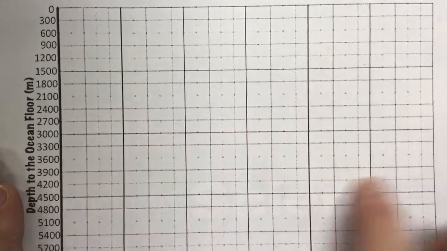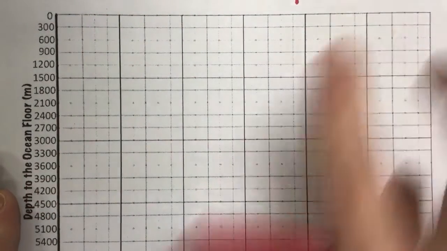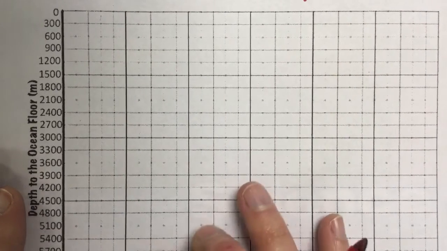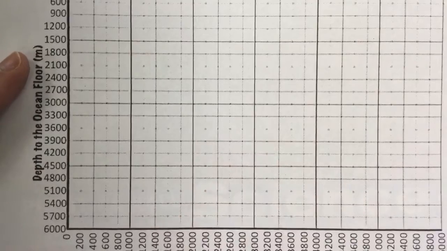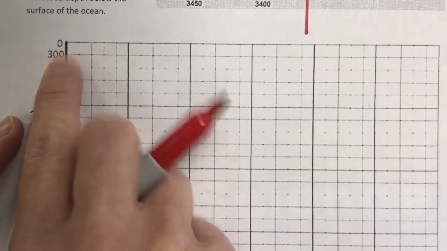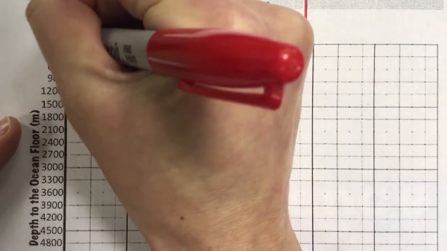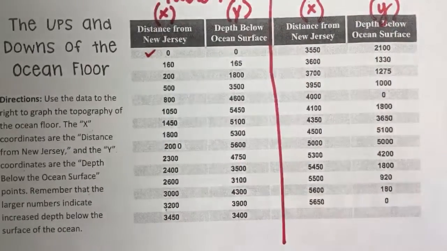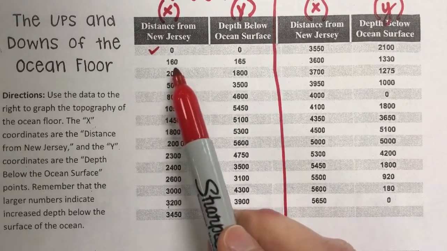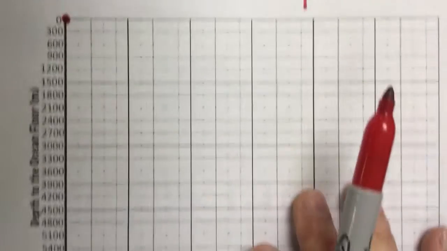So what is happening below the surface of the ocean? All right, so our first point is 0, 0, and again, unlike your graphs in math, we have the 0 for the x-axis here, but then our y 0 is up here. So we're going to plot our first point right here. All right, and you can kind of check off as you plot your points. That would be fine. Next point is 160 and 165.